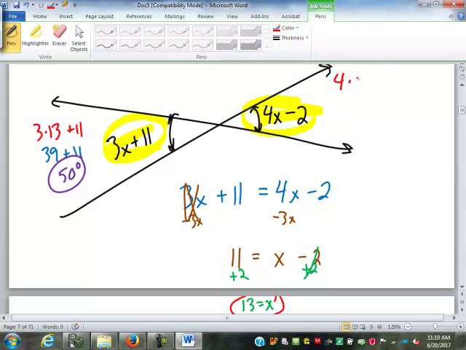Let's double check to make sure we get the same thing over here. 4 times x will be 4 times 13 minus 2. Well, 4 times 13 is 52. Minus 2 is 50. So we do get the same thing on either side. So that's really the tough part of these, is recognizing what the relationship is and then just putting them in the equation.